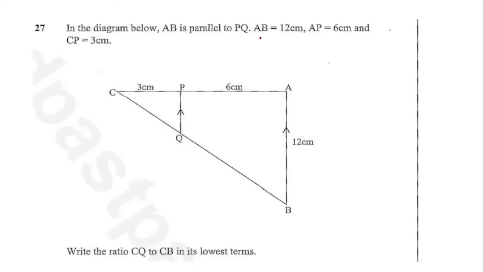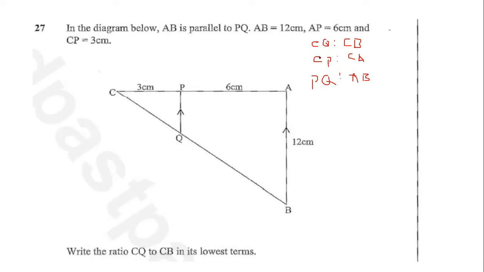Now they are telling us to write the ratio of CQ to CB in its lowest term. So these are the ratios. The first ratio is CQ to CB. Then we also have CP to CA. Then we also have PQ to AB. These ratios are all the same, so if you find one, you find everything.